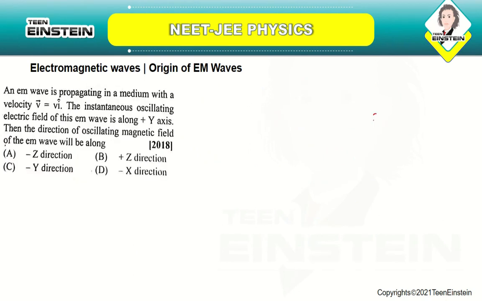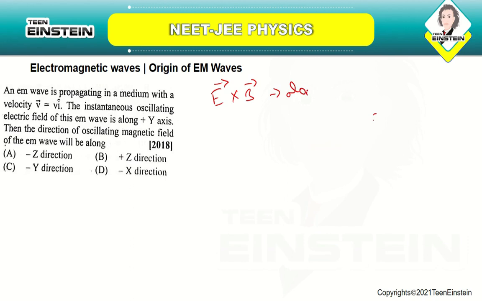An electromagnetic wave is propagating in a medium with a velocity Vi. The instantaneous oscillating electric field of this electromagnetic wave is along plus y axis. Then the direction of the oscillating magnetic field of the electromagnetic wave will be along. So here the direction of propagation of an electromagnetic wave is along E cross B. So wave velocity, that is E cross B, is along the x axis.